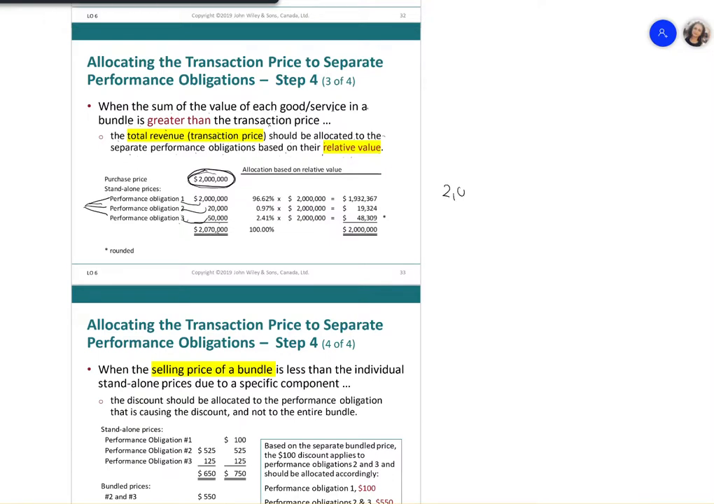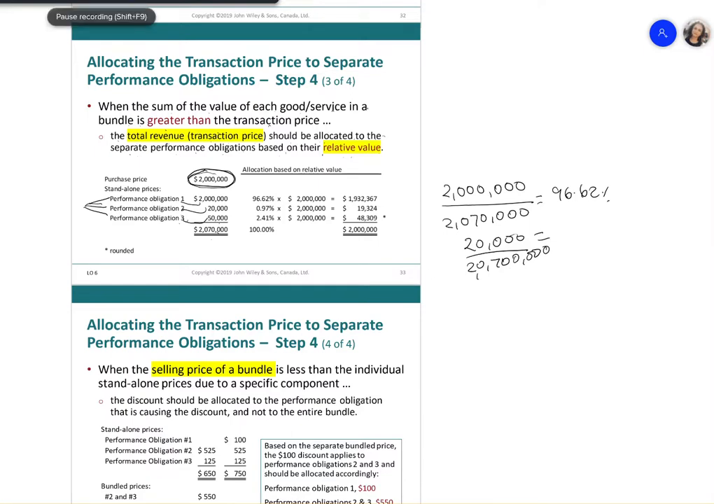What you're going to do is first prorate it. How do you prorate it? The value of your first performance divided by the total, and that will give you 96.2%. You do the same thing for the second one, 20,000 divided by 2.07 million. I think I have a lot of zeros in here. No, I just have one extra zero. So that will be 0.9%, and then you have 2.41%.